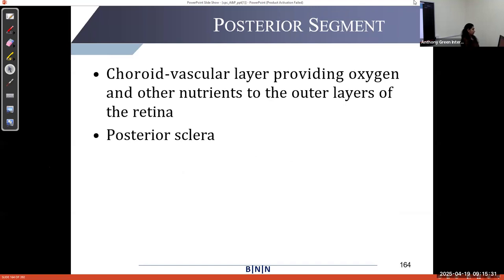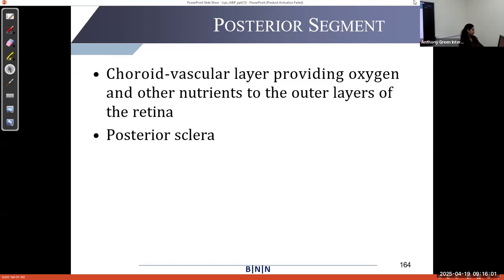This is important. What is choroid? It provides nutrients and oxygen to the retina. That is the choroid. There might be a question like, what provides oxygen and nutrient supply to the eye or retina? You will have to mention the correct answer as choroid.